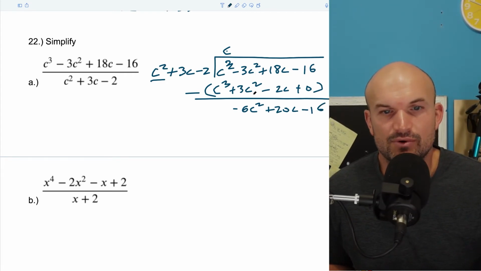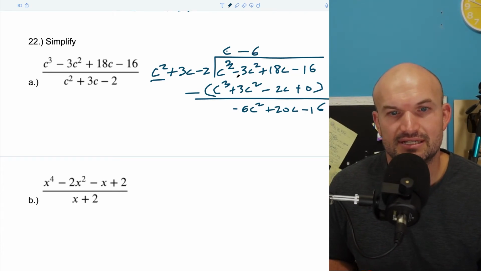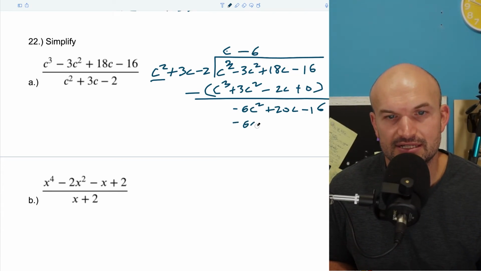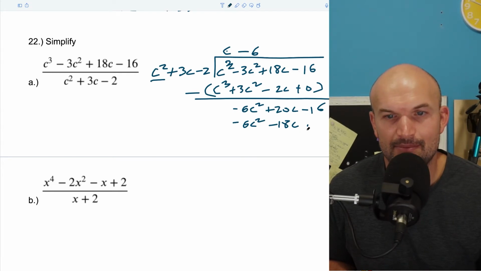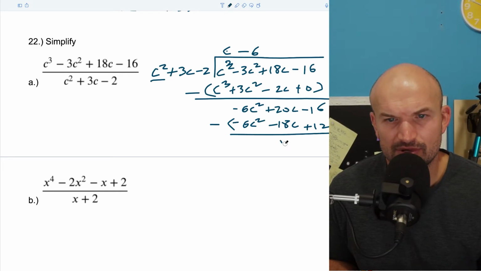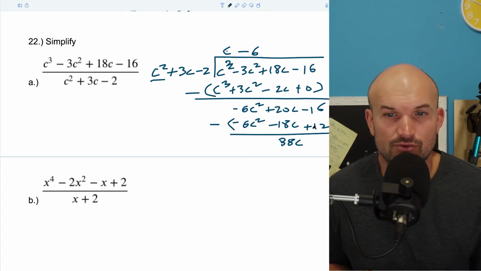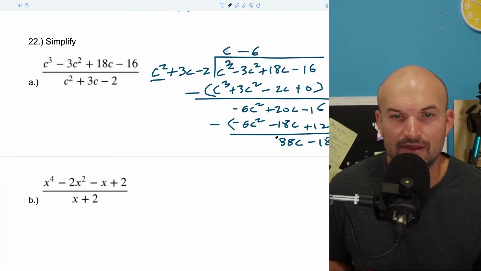How many times does c squared go into negative 6c squared? Well, that's just going to be negative 6 times. Negative 6 times c squared is going to be negative 6c squared. Negative 6 times 3 is going to be negative 18c, and negative 6 times negative 2 is going to be a positive 12. Okay, and again, we're just going to subtract our rows here. That goes to 0. That goes to 38c, and negative 16 minus 12 is going to be negative 28. Okay, so this answer right here is what we call our remainder.